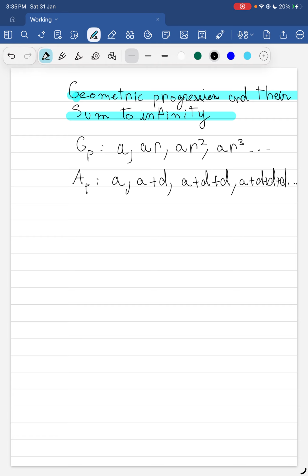So let's now look at the sum to infinity. The sum to infinity is a formula that allows us to actually find out what all of these terms equal when added up. And the formula for this is A divided by 1 minus R. However, note that for the sum to infinity to be valid, our value of R, the common ratio, has to be smaller than 1, yet larger than -1.